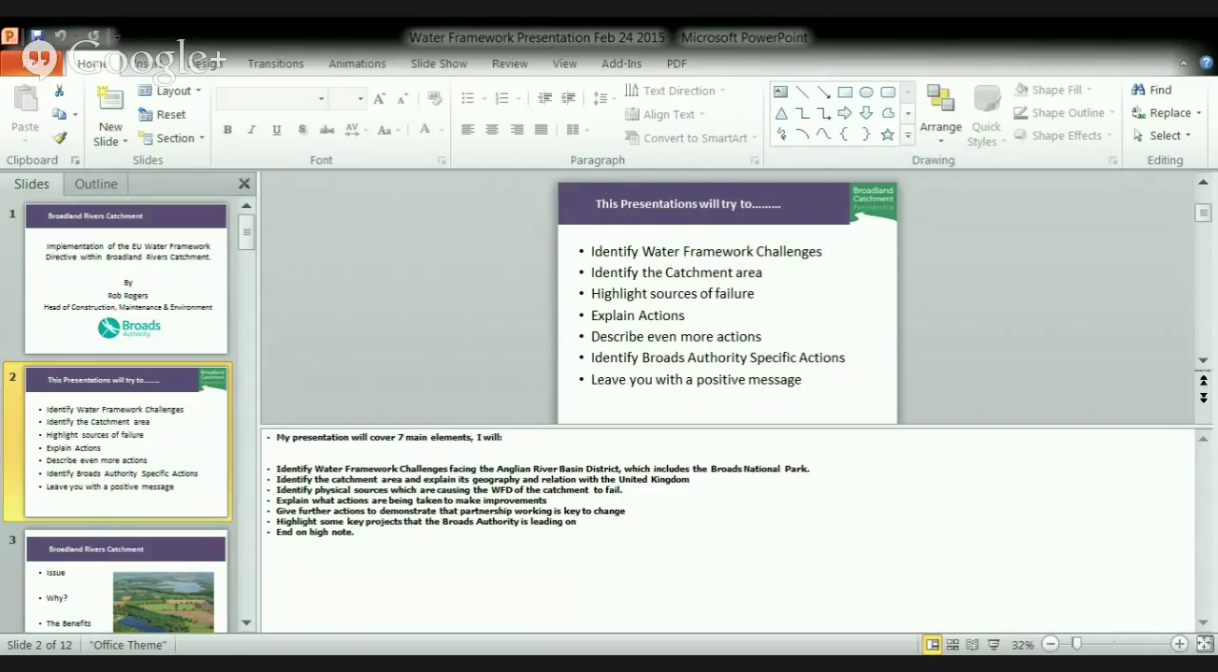Catchment sensitive farming is a partnership between Natural England and the Environment Agency. They're working closely together to reduce pollution from agriculture, and it delivers practical solutions and also targets support to those who most need it. And then finally, we have the environmental stewardship. This is central government funding to pay landowners to preserve or improve landscapes, wildlife, and access.